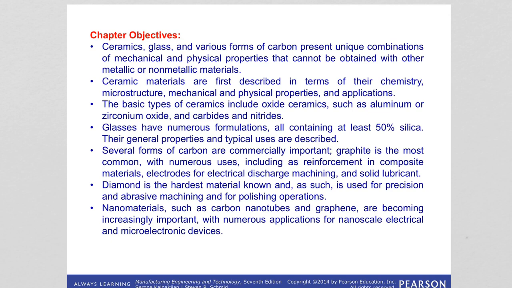The most common ones are oxide ceramics, like aluminum oxide and zirconium oxide, and there will be carbides and nitrides. Then glasses, mainly composed of silica, silicon oxide, and we're going to look at their properties and applications. And then we're going to look at forms of carbon like graphite, graphene, carbon nanotubes, nanomaterials. These all have unique properties and unique applications. Diamond, we know, is the hardest material, and we're going to see what applications it has. Okay, so those are the topics we're going to cover in this chapter.